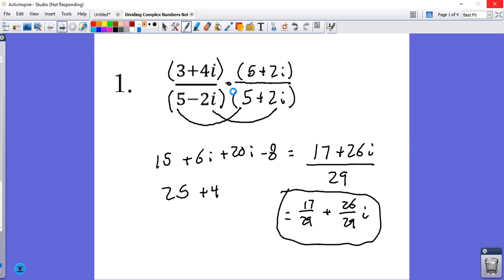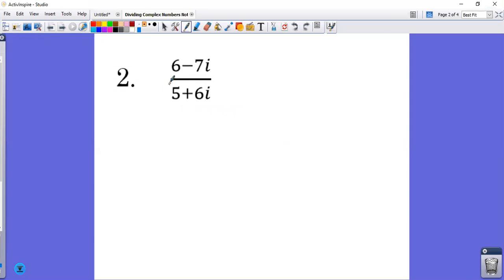So the biggest thing is just identifying the conjugate and making sure you multiply the same thing on top and bottom. So if you have 5 plus 6i, then you need to multiply that by 5 minus 6i. Remember, just change the sign, don't change the first term. So 5 minus 6i on the top.